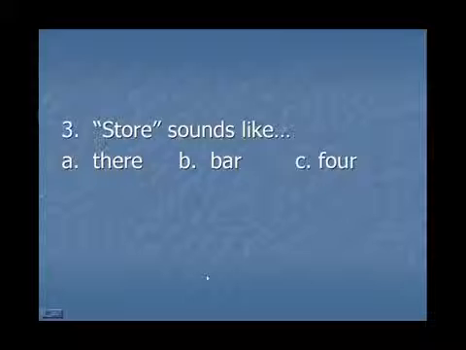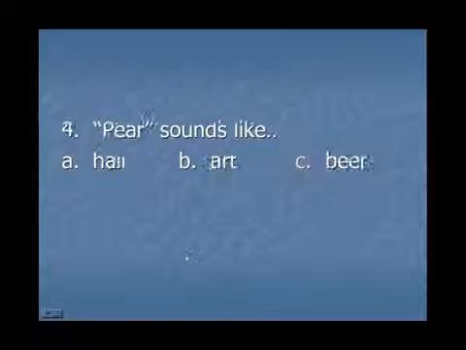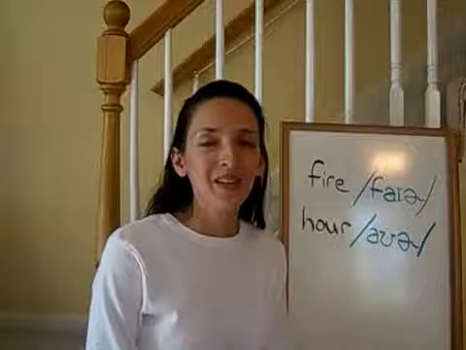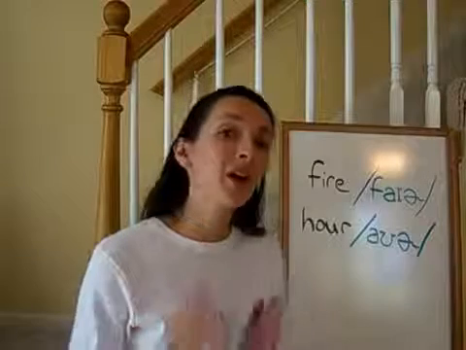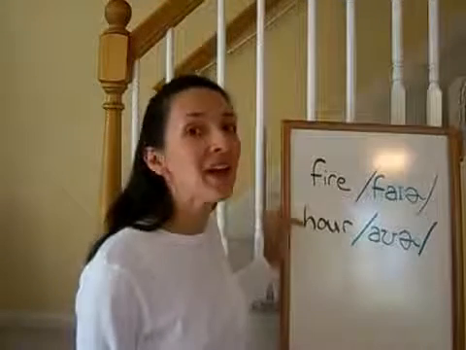3. Store sounds like A. There, B. Bar, C. For. Answer: for. Store, for. 4. Pear sounds like A. Hair, B. Art, C. Beer. Answer: hair. Pear, hair. Now, unlike the words we just practiced, we also will have words like fire, hour.